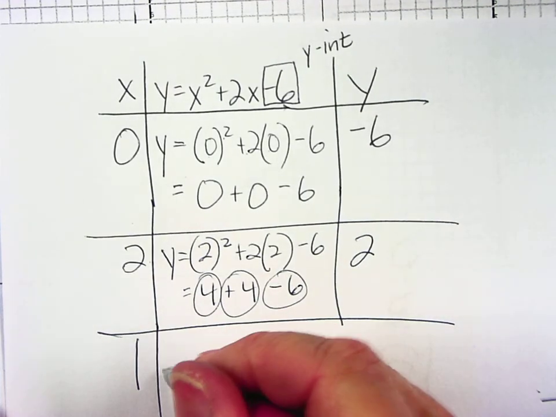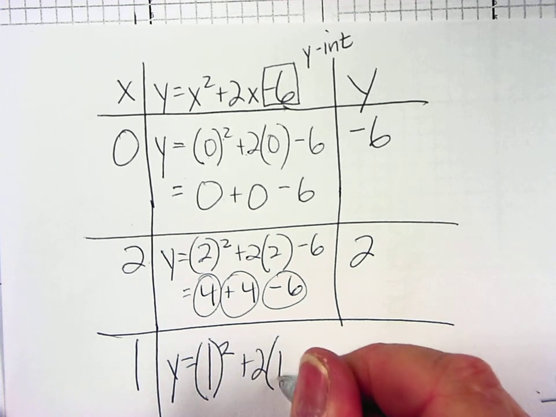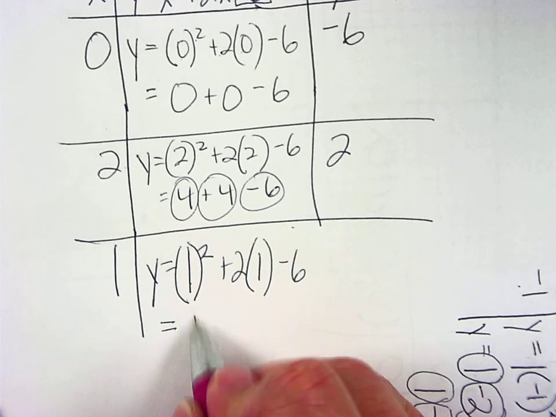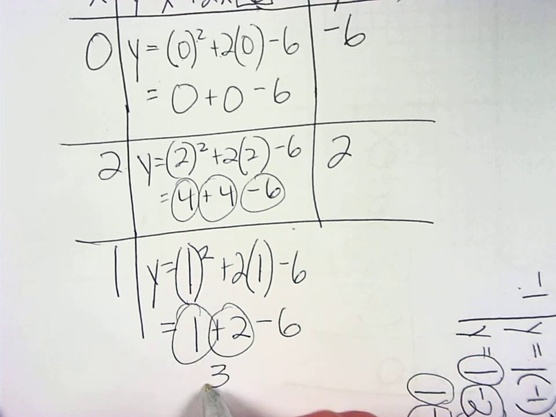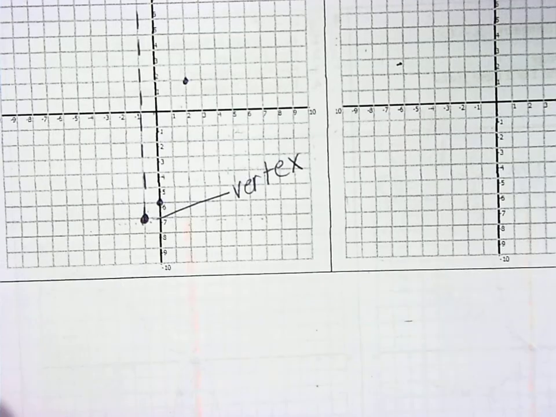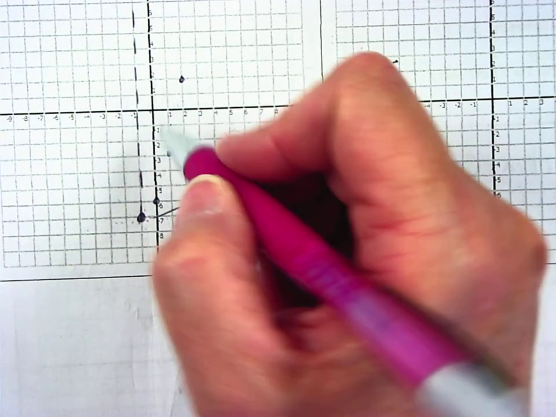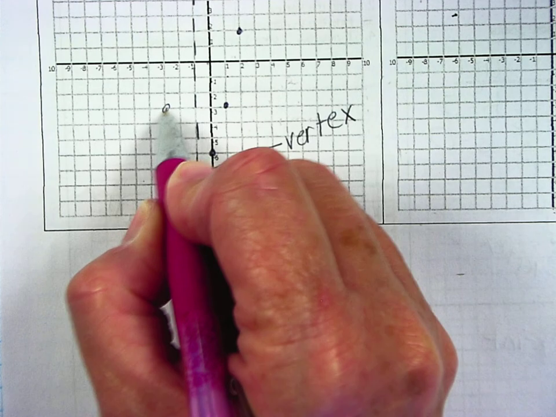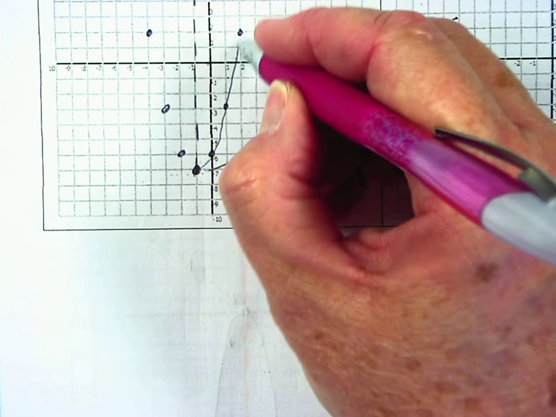X equals 1. Y equals 1 squared plus 2 times 1 minus 6. 1 squared is 1. 2 times 1 is 2 minus 6. I have 3 positives and 6 negatives. Combined, I have 3 negatives left over, (1, -3). That's enough to give me my shape. Let's do mirror images of this point and this point and this point. My parabola is opening up.